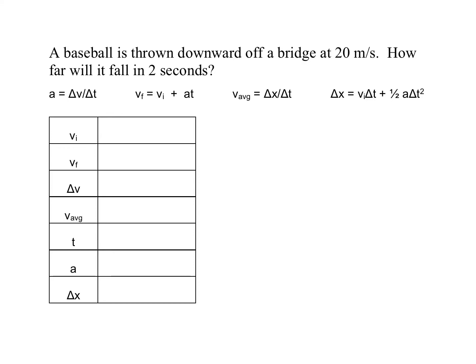All right, here's another free fall problem where I have a bridge, let's say. I'm throwing a baseball off the bridge. The difference is I'm not just dropping it, I'm actively throwing it downward at 20 meters per second.